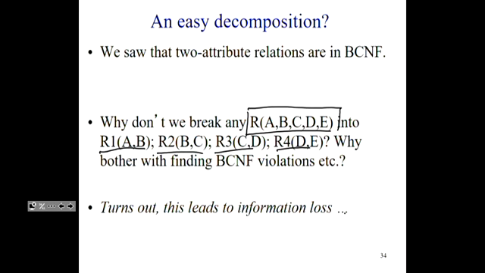Also, I've ensured that there are some attributes in common across these relations, so I can actually do a join. So why should I bother with this complicated BCNF decomposition algorithm when I can just take this original relation, decompose it into two attribute relations and be done with it, right? So why do I care? As it turns out, just willy-nilly decomposing these relations into two attribute relations leads to information loss. You lose information if you do this.